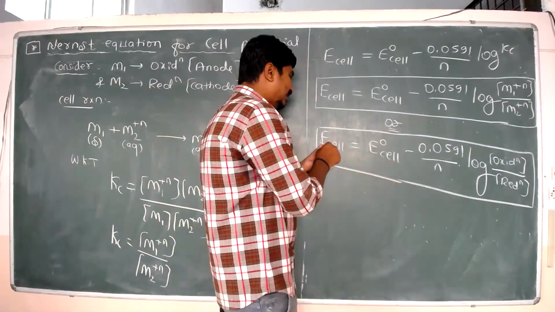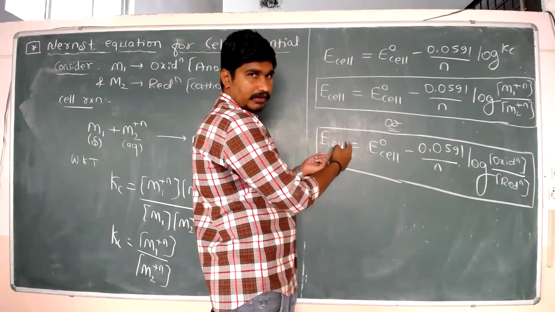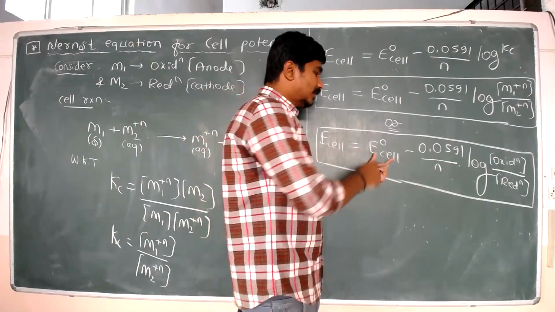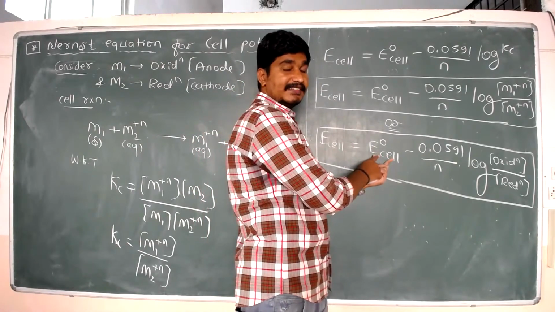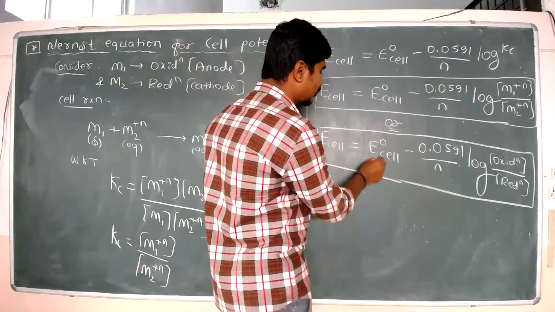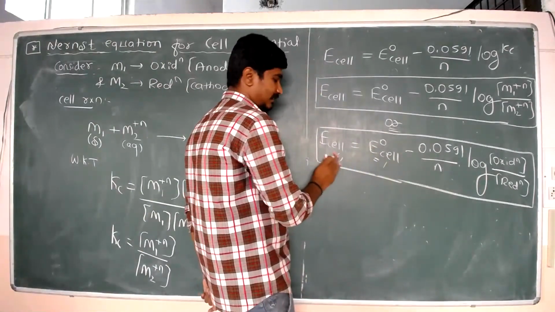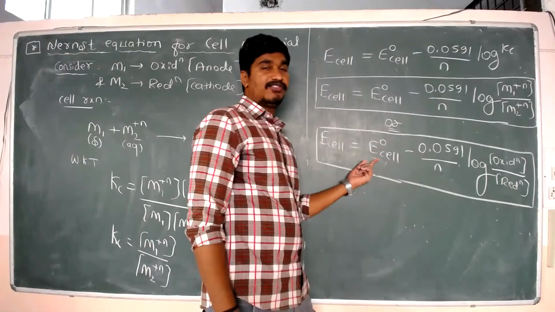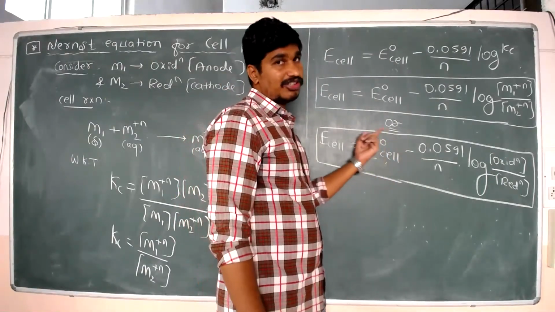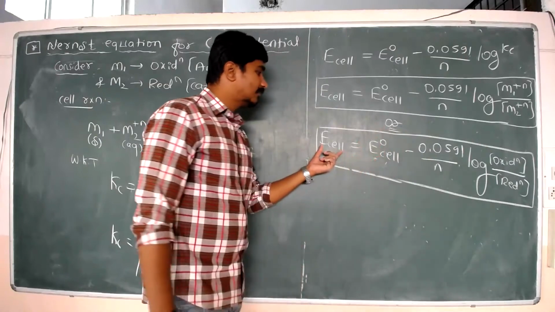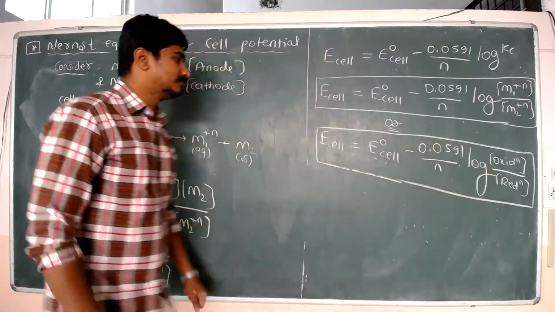What is the difference between E cell and E naught cell? For E cell, the concentration of the given solutions is not equal to 1. For E naught cell, the concentration of the given solution is exactly equal to 1. When the concentration is exactly 1, that is E naught of cell; when it is not equal to 1, that is E cell. E naught cell can be calculated by using the standard hydrogen electrode, and E cell can be calculated by using this Nernst equation. Now we will see.